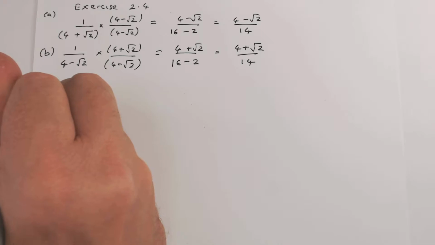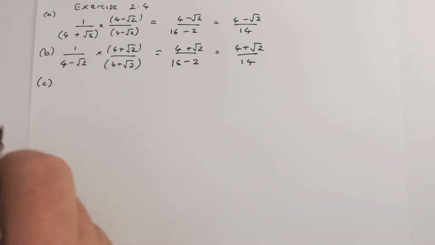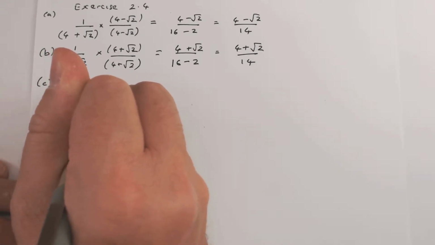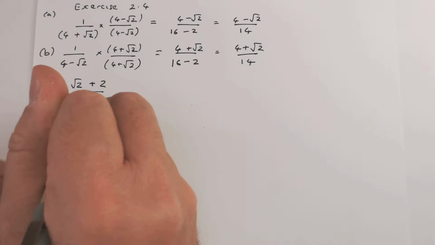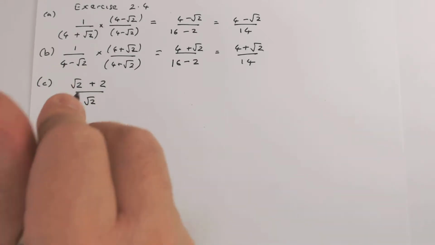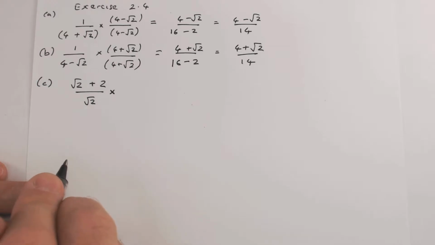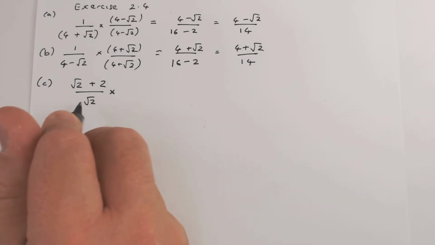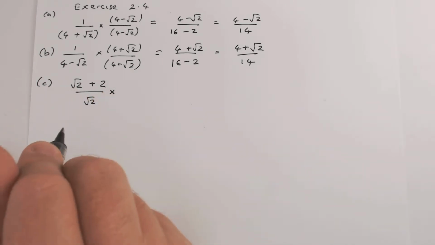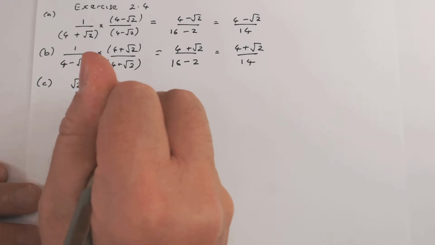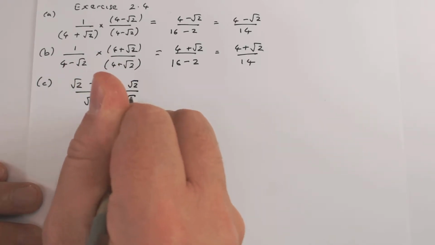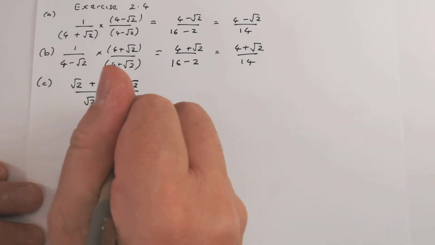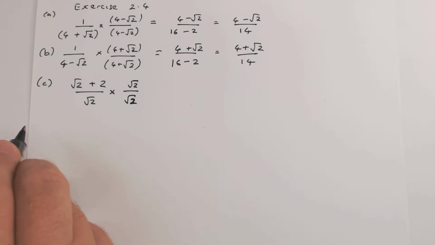Let's do part C. So for part C, we've got root 2 plus 2 and root 2 on the bottom. In this case, we could follow the same rule that we were using before, where we take this number here and times the top and bottom by the negative of this number. But of course, I think you agree with me, it's a bit silly multiplying it by minus there. So we don't need to put a minus in this case in front because there's no whole number here.